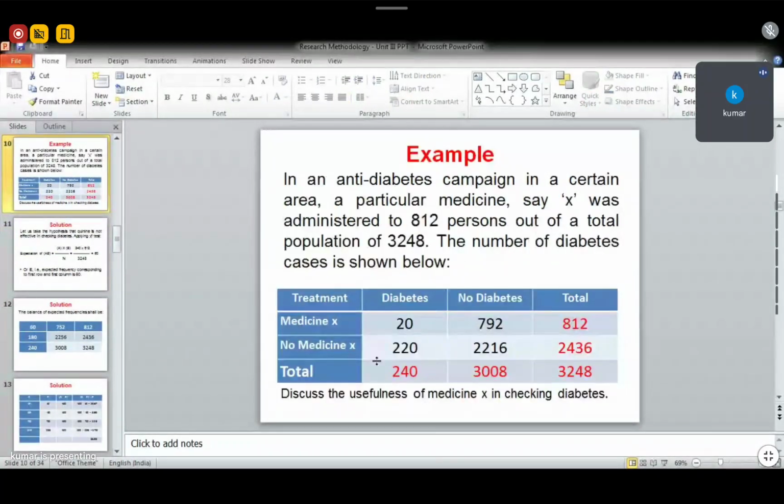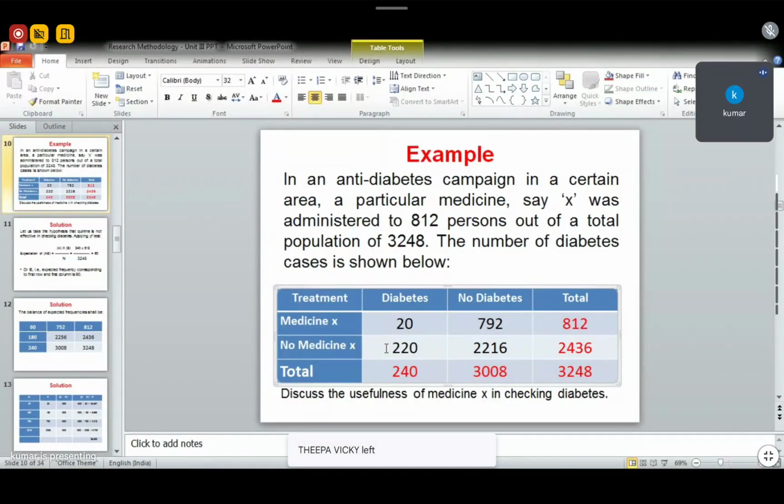Now, what is given in the problem, that is 2792. If you see the screen, I have just marked the total column in red color. That means total should not be taken into consideration for further analysis. Only these four variables, 2792, 220, 2216, are to be taken into consideration. So these four values are called observed frequency, that is the actual one.